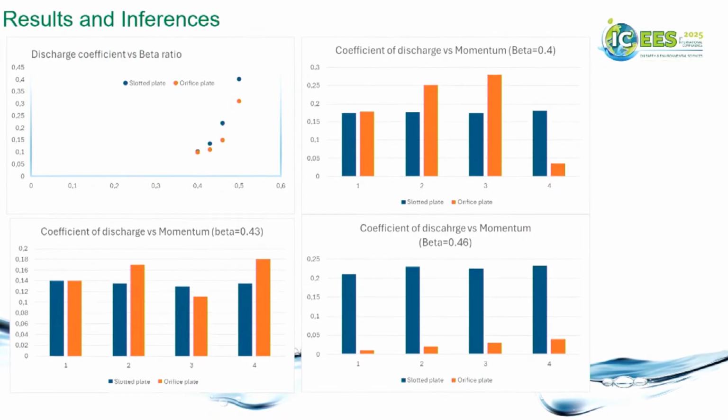And then, of course, we have a trend of the coefficient of discharge against the momentum flow. What we can observe for both the slotted plates and orifice plate across all the beta ratios is that for the 4 different runs that we had in the course of testing the flow on the flow bench, the slotted plates fluctuation is minimal compared to the fluctuation for the coefficient of discharge for the orifice plate. This is important when you're trying to do consistent calibration of flow.